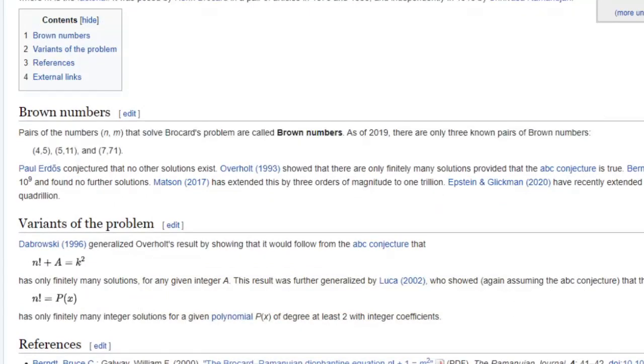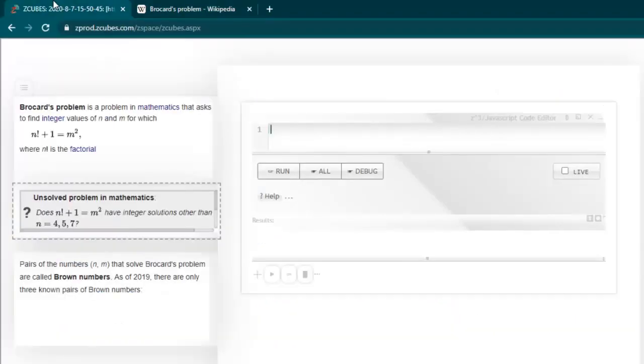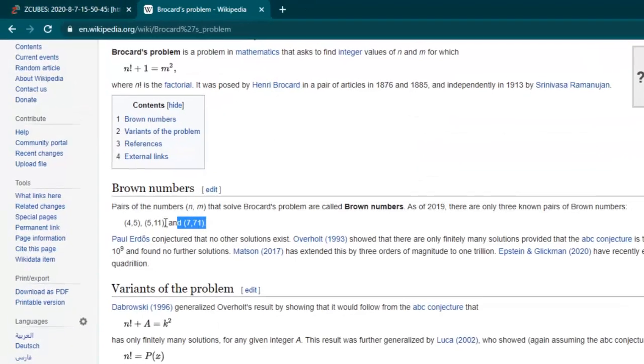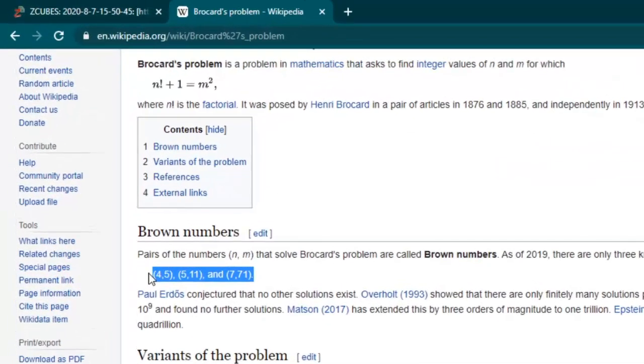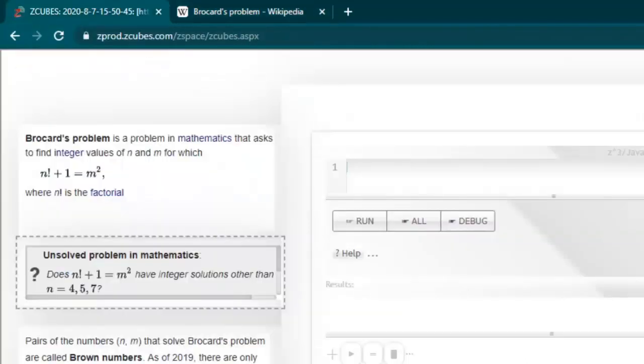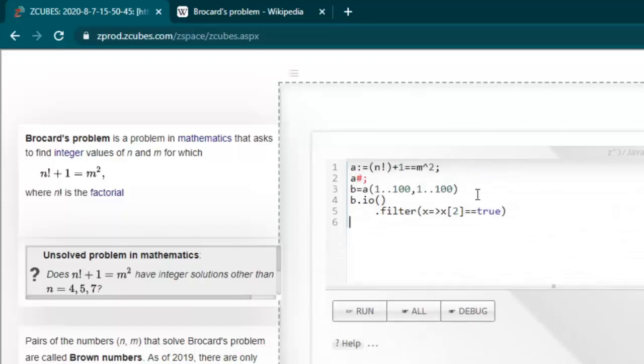So let's see if we can find these numbers using a little bit of programming capability to look in the search space. As you can see, the final solution that they have given is these numbers 4, 5, 5, 11 and 7, 71. So we can see if we are able to find it. Let's assume that we didn't know those numbers, whether we can find it and how the code will look like. So let's take this piece of code here.